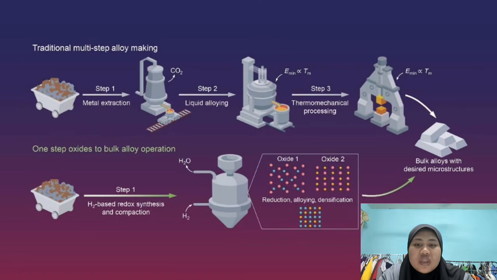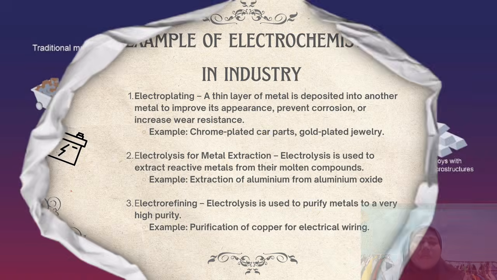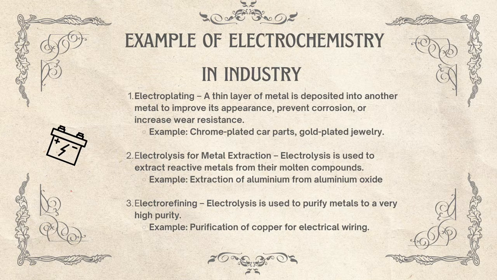Through this process, iron metal is melted and added with chromium to produce stainless steel, allowing the formation of a hard layer of oxide that adheres strongly to the surface of the iron, thus protecting the iron from rusting. This specific method is highly suitable for medical and surgical instruments. Next, the examples of electrochemistry in industry.